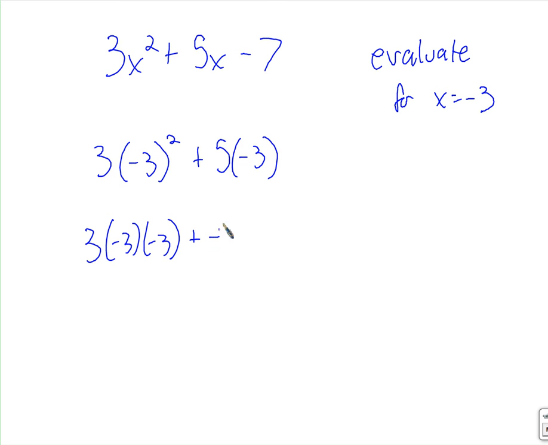I can do plus a negative 15. And so I have a positive 9 times 3, that's 27, minus 15 equals 12. Minus 7, so we're at 12, and we go down to 5. Why? Because it's negative.